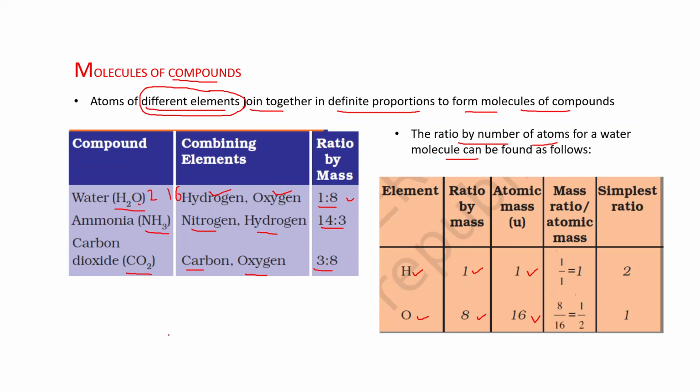For hydrogen, the mass ratio is 1 and the atomic mass is 1, so the ratio comes to 1. For oxygen, the mass ratio is 8, which is coming from here, and the atomic mass is 16, so the ratio is 1/2. If we take the simplest ratio of 1 and 1/2, it comes to 2 and 1. It indicates that water contains 2 atoms of hydrogen and 1 atom of oxygen. Clear, students? Thank you.